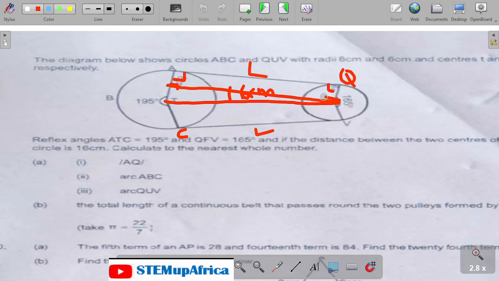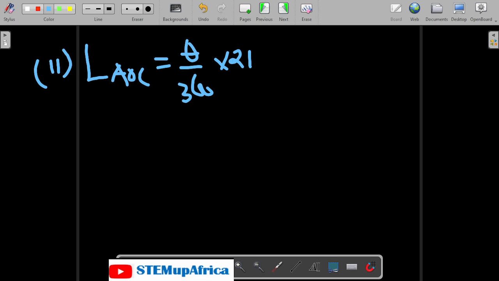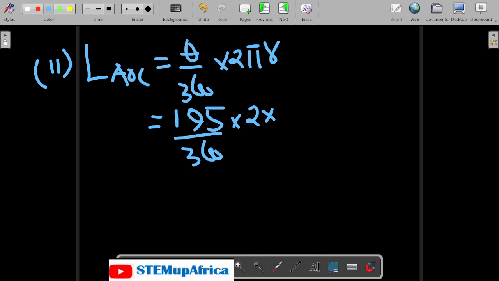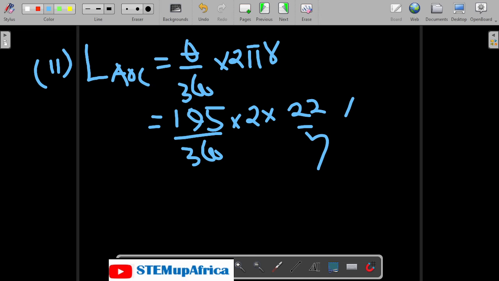Then 9a, we have to calculate the arc ABC. Calculate the arc ABC. Definitely the length of the arc ABC. So it falls on the major arc, because if I subtract 195 from 360, it will give me 165, which is the minor. So we are looking for the length of the arc of the major sector. So Roman figure 2, length of arc is simply theta over 360 times 2 pi r, which is 195 over 360 times 2 times pi, which is given to us as 22 over 7, times the radius of the bigger one, which is 8.